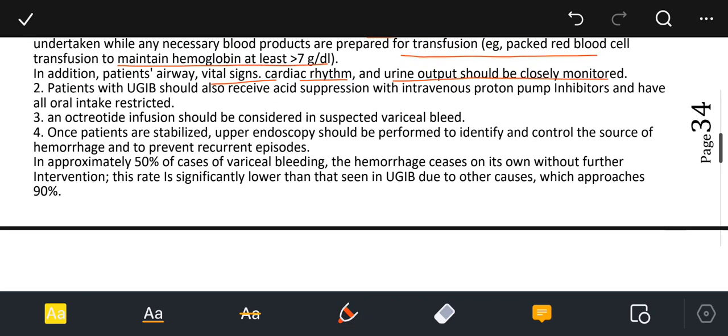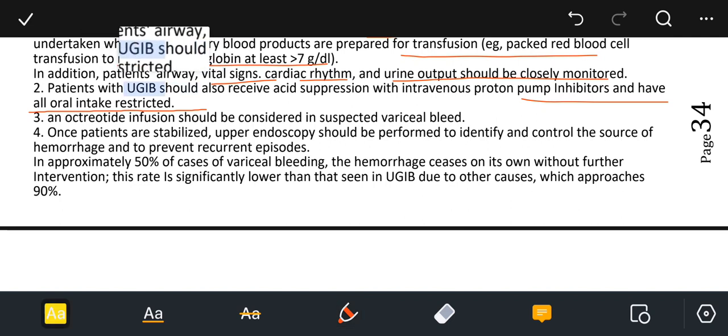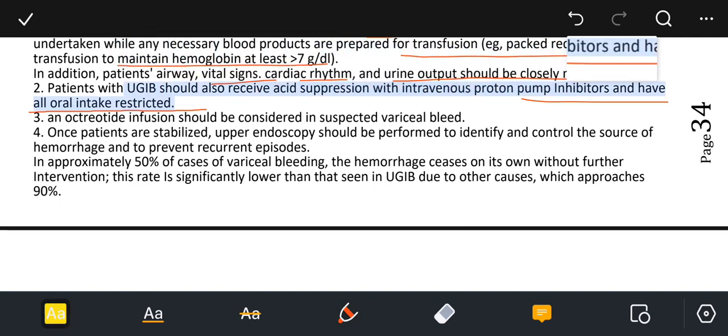Patient with a UGIB, what is that? Okay, that will come later on. Upper gastrointestinal bleeding. A patient with upper GI bleeding should also receive acid suppression with intravenous proton pump inhibitors and have all oral intake restricted. An octreotide infusion should be considered in the suspected variceal bleed.